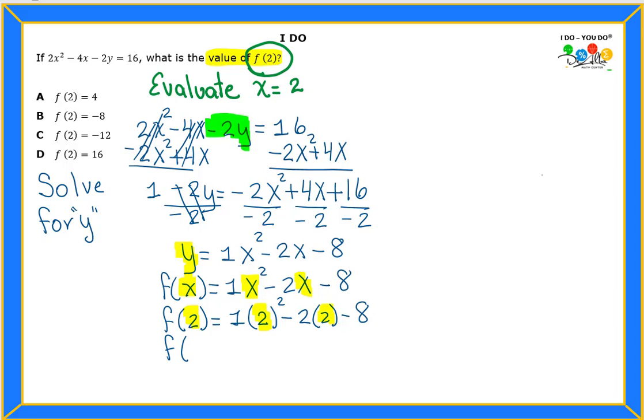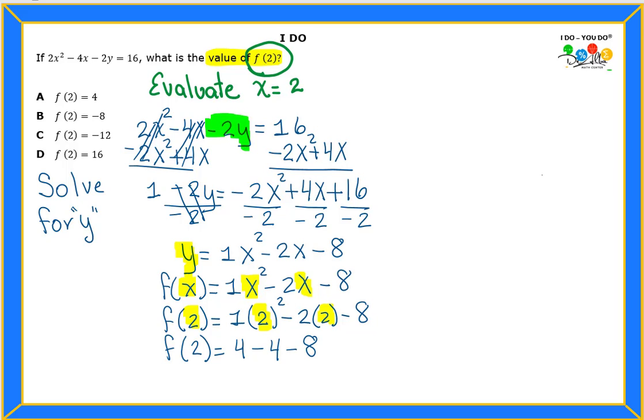So I'm looking to evaluate my equation at f of 2, right? So 2 to the second power, remember you always do exponents first. It's 4, right? Because you multiply 2 times 2. And 4 times 1 is 4. Next, we're going to multiply negative 2 times 2, right? And that's going to give me a negative 4. So I can write down minus 4. And finally, we write down the minus 8.